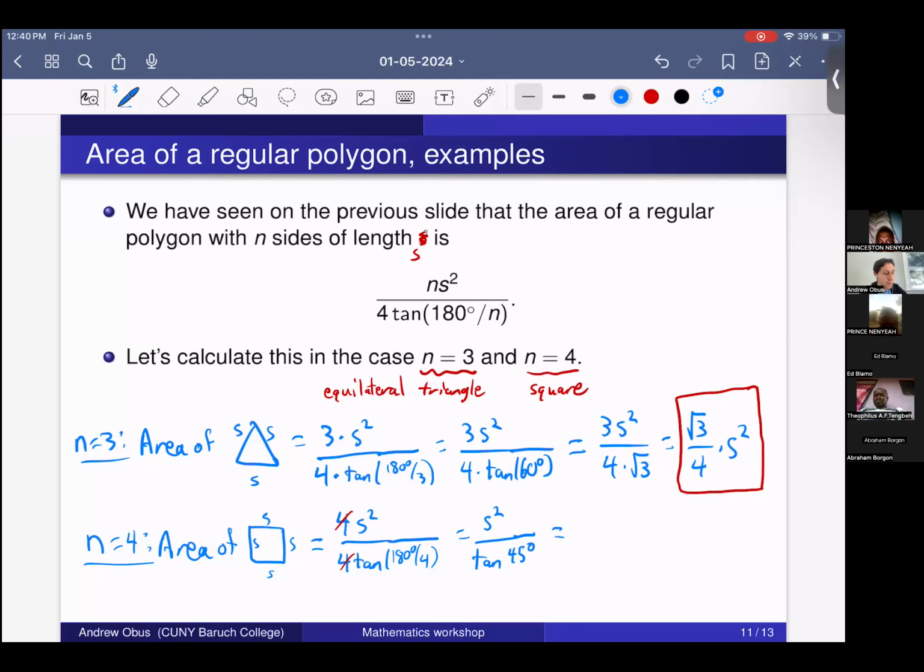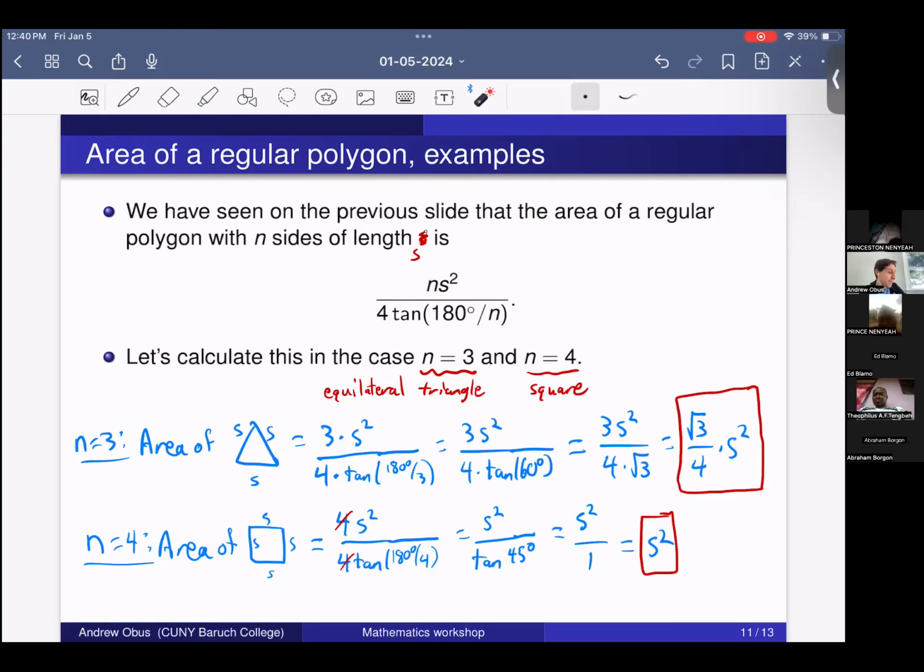Tangent 45 degrees is equal to 1. Yes. Exactly. The tangent of 45 degrees is 1. So that's s squared over 1, and that's s squared, which is very good because it should be s squared, right? Whatever this formula is, this is supposed to be some general formula that works for any n. It better work for n equals 4, right?